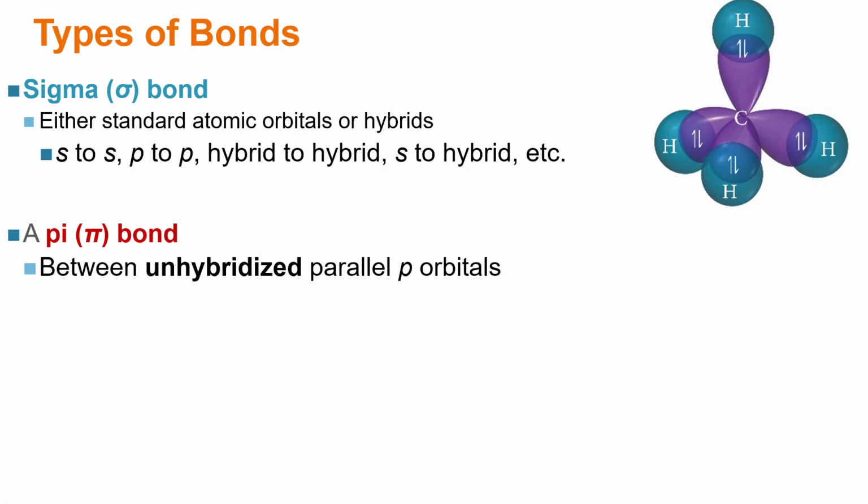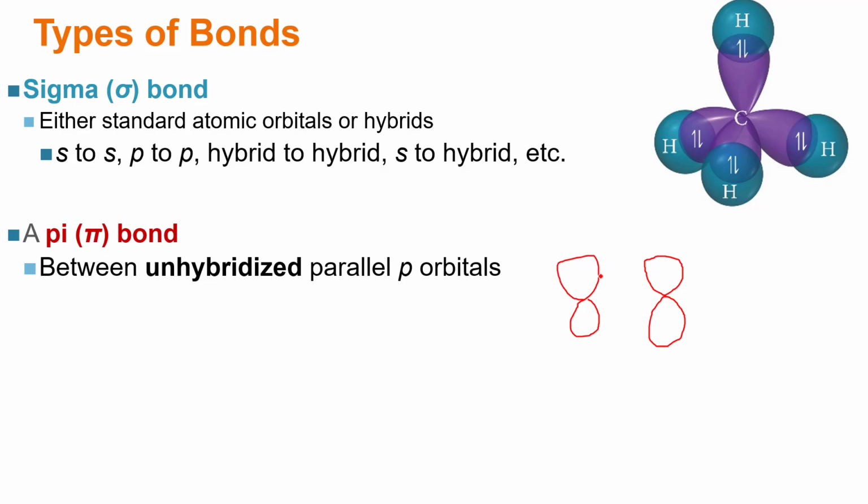Unhybridized means it's just a standard p orbital. So remember the p orbitals are one lobe going up, one lobe coming down. So that was your standard p orbital. And it's going to be parallel. So if I'm looking at a standard p orbital that looks like this, parallel would mean that there's another standard p orbital that's running in the exact same direction as the other one.